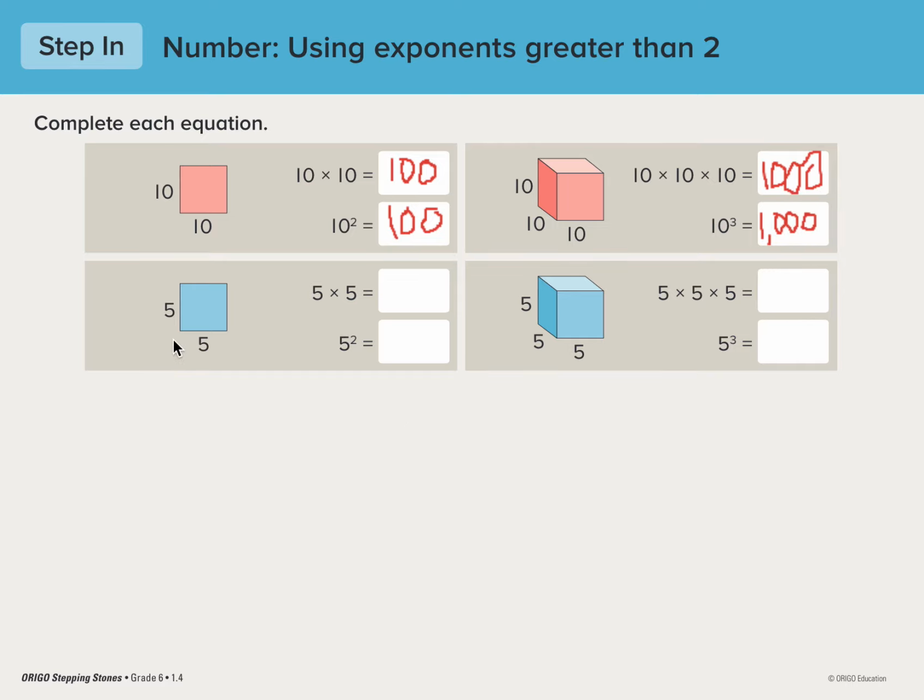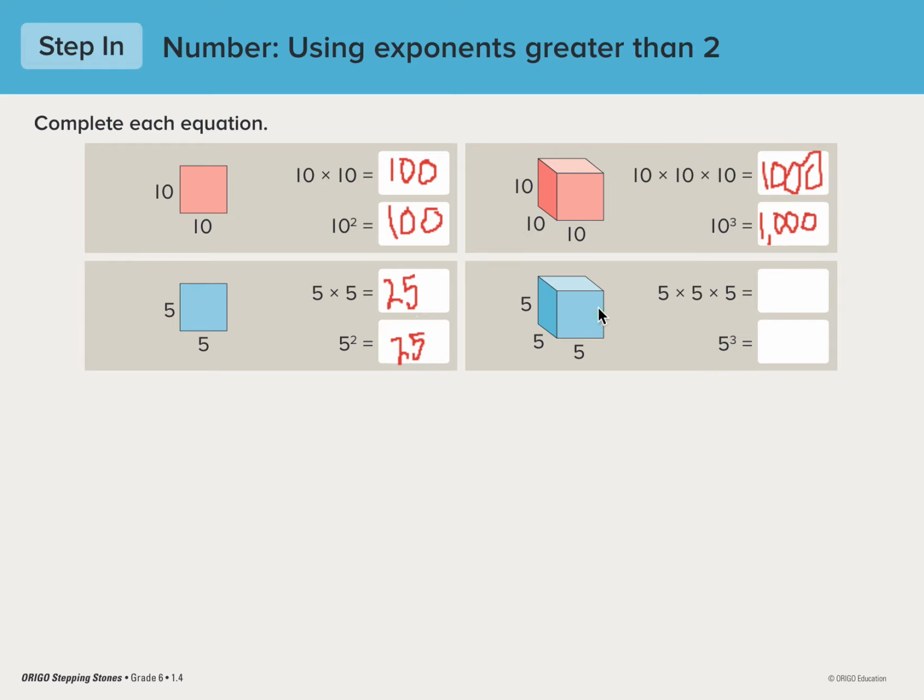Five times 5 would be the area of this square here. We're multiplying 5 by itself 2 times. 5 times 5 gives us 25. So 5 squared, 25.